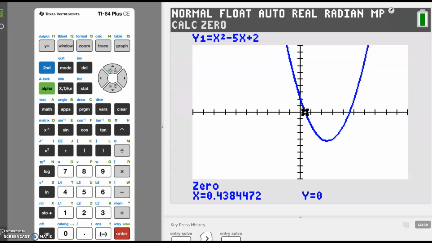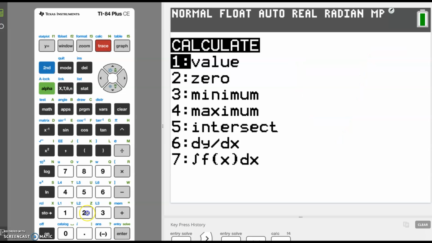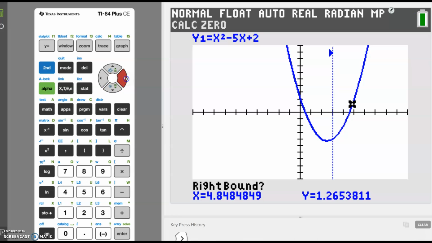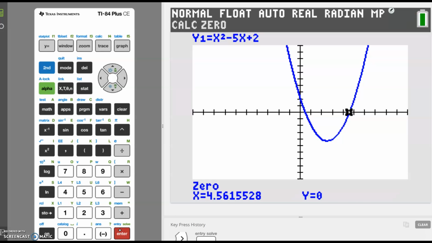Okay. If I want to find the other one, I do the same process. Second, trace, option number 2. And I just need to be to the left of that x-intercept. So I want to get away from the other x-intercept on the left here. Okay. I'll hit enter. It doesn't matter where you are as long as you're to the left of it. And I want to go to the right of it. Really all your calculator needs you to do is to be above and below the x-axis there. And then it says guess. I'm just going to hit enter. Okay, and it gives me the other x-intercept, so approximately 4.56.